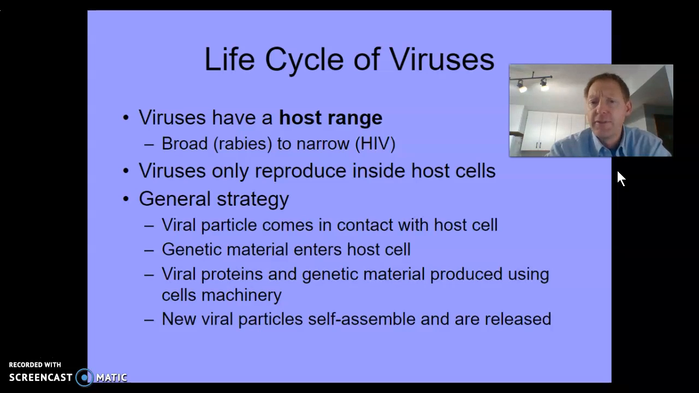Some viruses have a very narrow host range, like HIV, which can only infect humans. That virus will not even infect our closest relatives. In fact, you could argue that HIV has an even more specific host range in that it doesn't infect all human cells. It actually targets some very specific cells. So it has a very, very narrow host range.